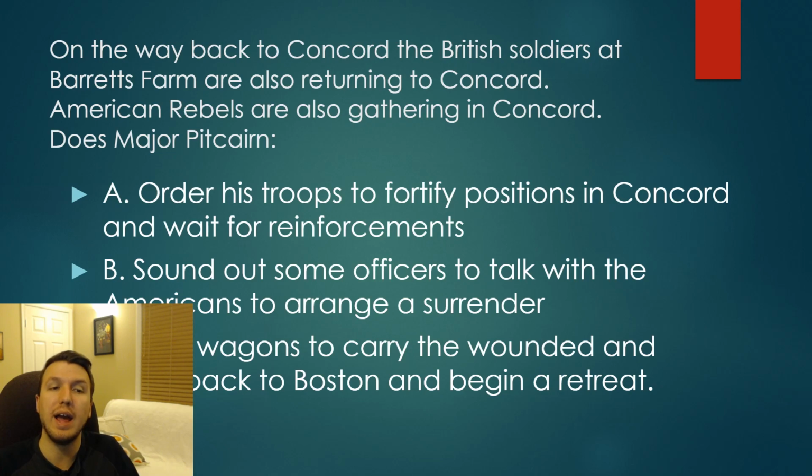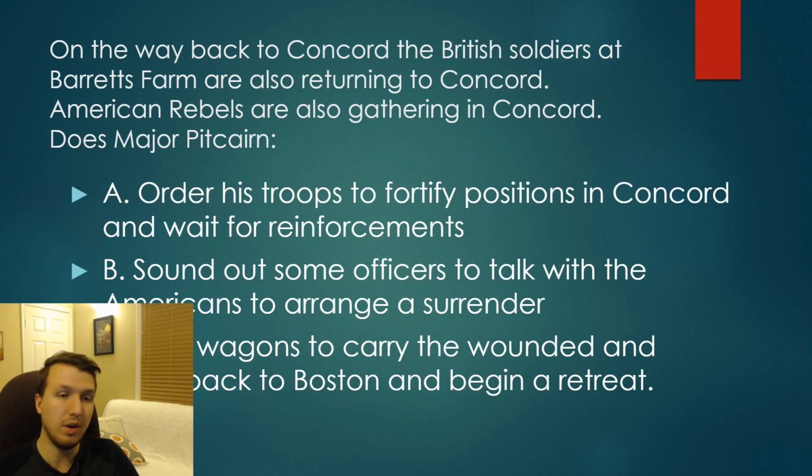Does Major Pitcairn A. order his troops to fortify positions in Concord and wait for reinforcements? Does he B. sound out some officers to talk with the Americans to arrange a surrender, as in the British are going to give up? Or does he C. hire wagons to carry the wounded and dead back to Boston and begin a retreat? So I want you to think about, before you answer this, why were the British here, and what is their next step? What do you think would make sense for them?